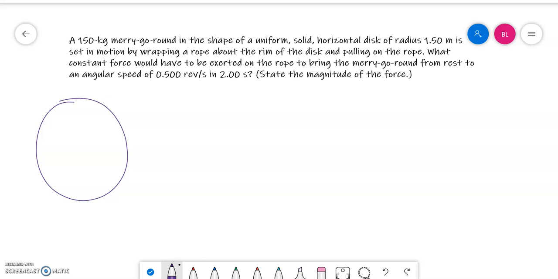We have our merry-go-round of mass equal to 150 kilograms with a radius of 1.5 meters. Initially at rest, so our initial angular velocity is 0 radians per second, and then a rope pulls on it, so a rope applies the force, and that would be a force of tension.